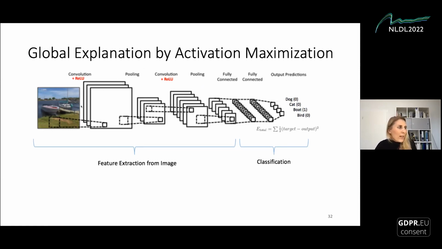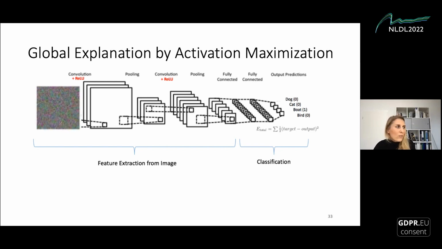We have an input here, right? So it's an image of a boat. And we have some kind of network here, and the network says, okay, it's a boat. Great. So how can we now get global explainability out of this? We want to see, for instance, what the network has learned for the class boat, what concept the network has learned. And this is why we now start with some random image, right?